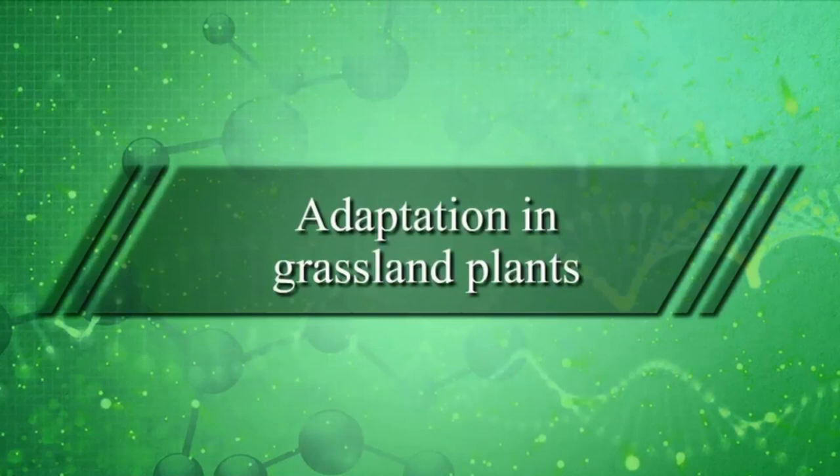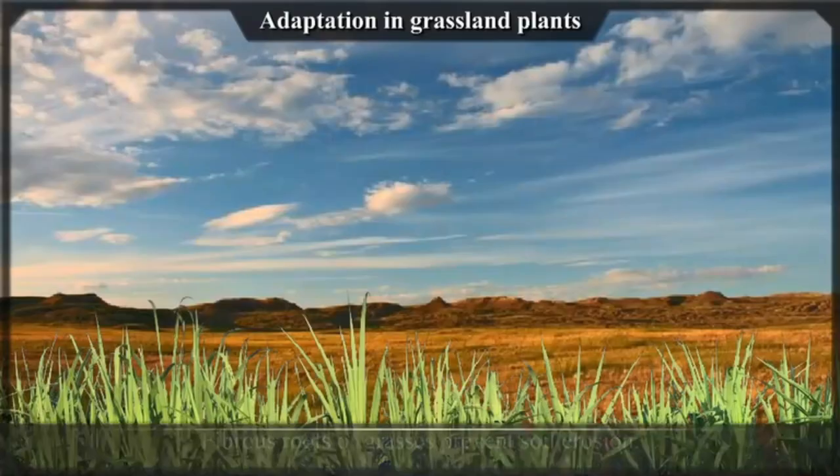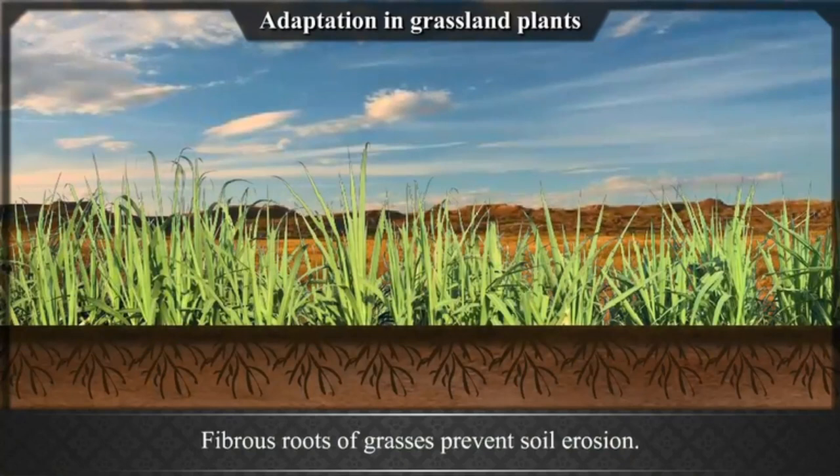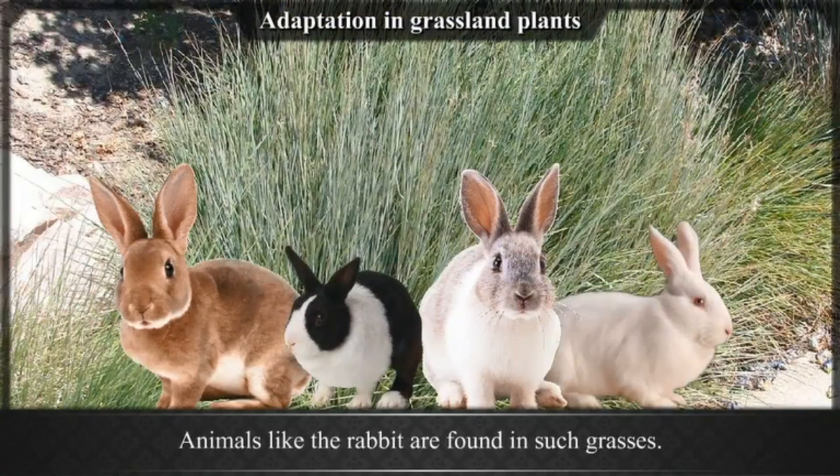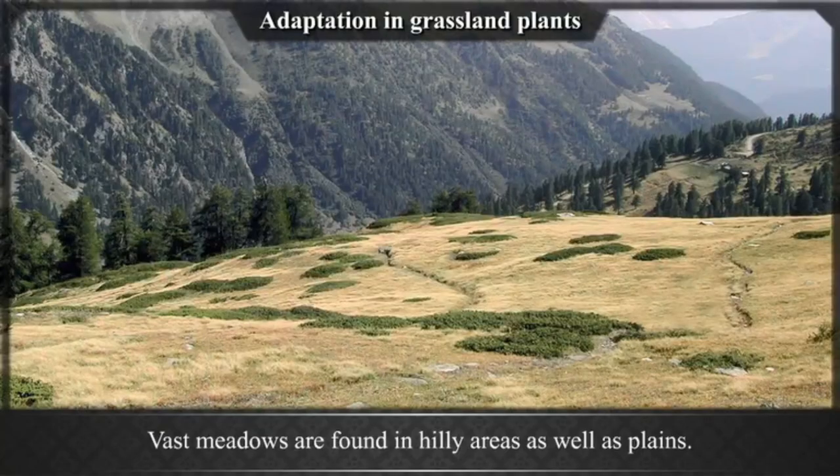Adaptation in grassland plants. Diverse types of bushes and grasses are found in the grasslands. Fibrous roots of grasses prevent soil erosion. Grasses in the equatorial region are very tall. Animals like tiger, elephants, and deer can remain hidden in these grasses. However, grasses in cold regions are very short. Animals like the rabbit are found in such grasses. Vast meadows are found in hilly areas as well as plains.